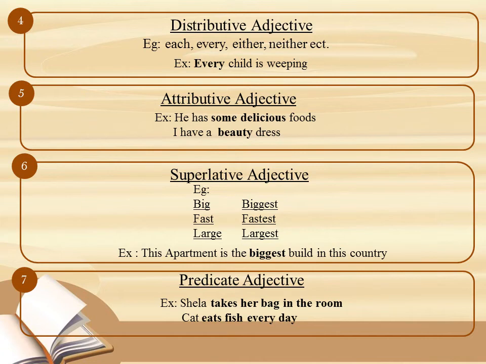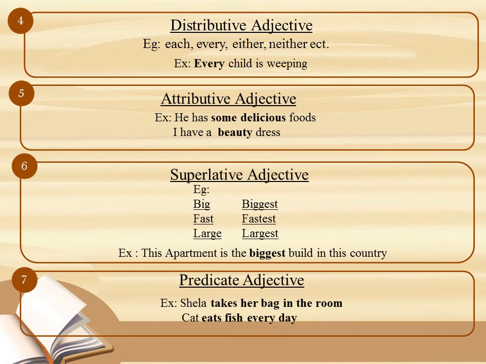For example, he has some delicious food. And the second example, I have a beauty dress. In the first example, delicious is an attributive adjective. And in the second example, beauty is an attributive adjective.